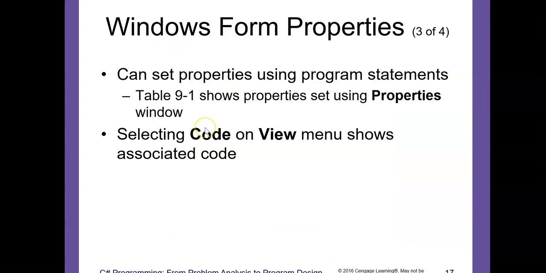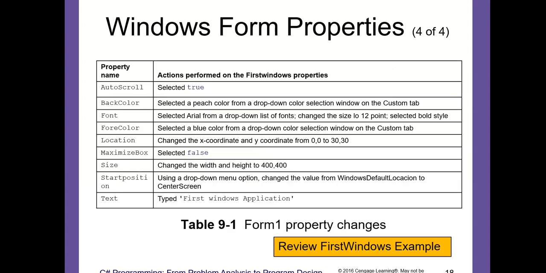Now in Windows Forms we have a code view; we select Code from the View menu to show the associated code, as we explained. For example, for the form we have AutoScroll, where when you move the mouse over the form, it does something. You need to change this one, select true, it's already false. You can change the background color, the font color, and the location, where the form will appear when it runs: in the corner of the window, the middle of the window, stuff like that. Also the size, maximum size, minimum size, and so on.